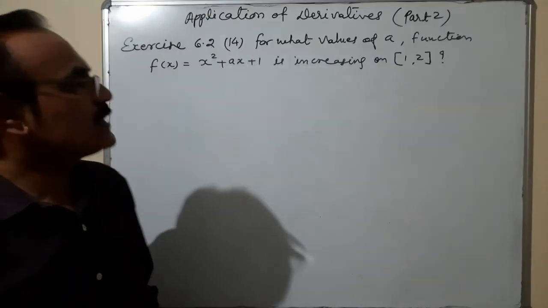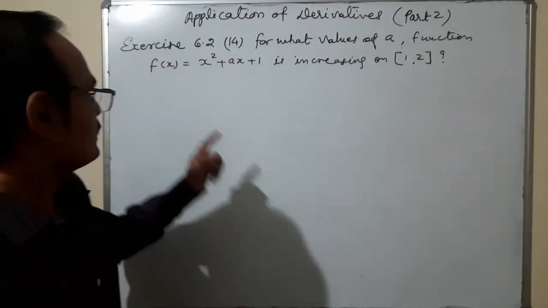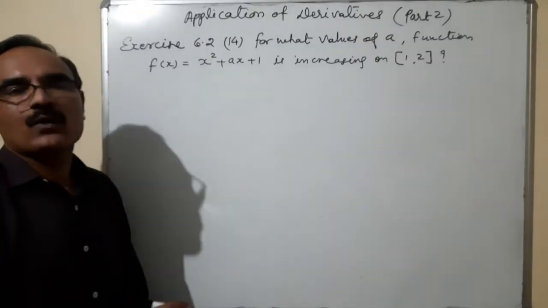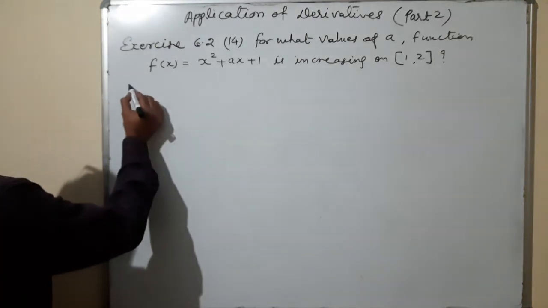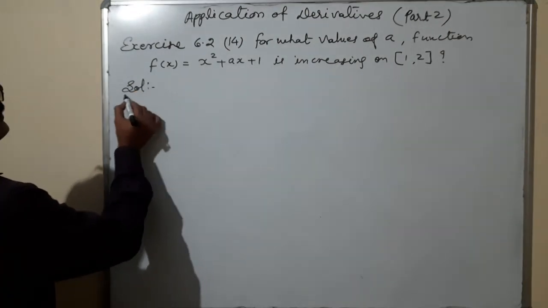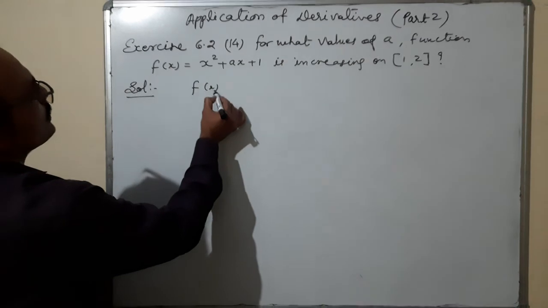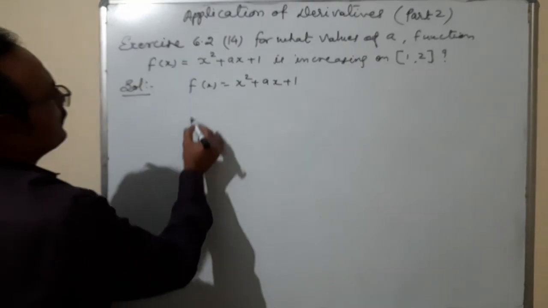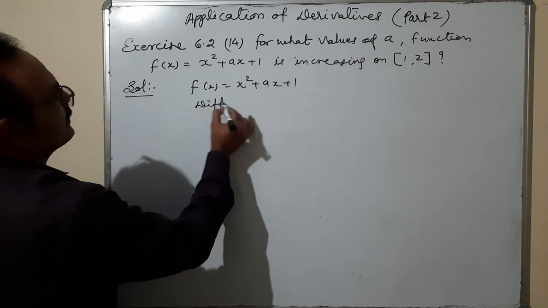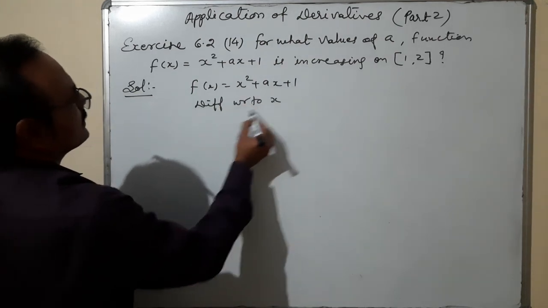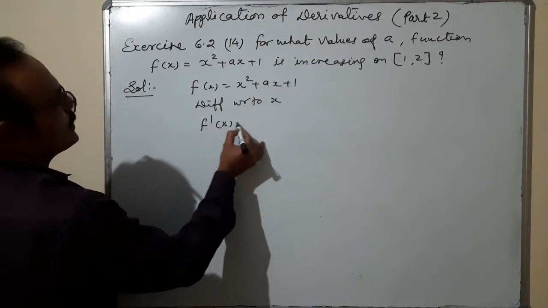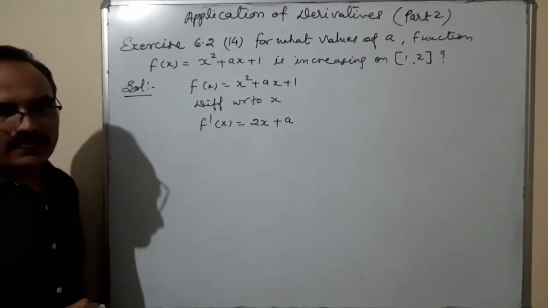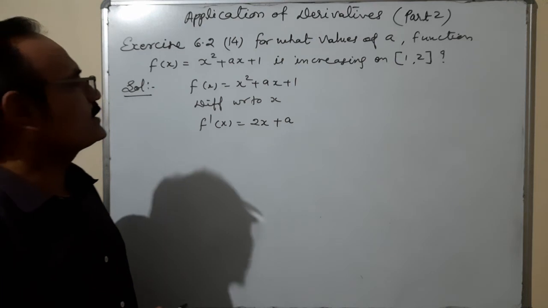For what values of a is the function f of x equal to x square plus ax plus 1 increasing on 1 to 2? Very interesting question. f of x is equal to x square plus ax plus 1. Differentiate with respect to x. f dash x is equal to 2x plus a. Is it okay?